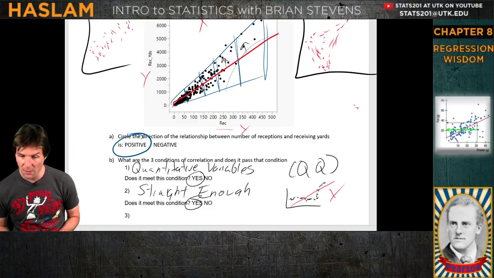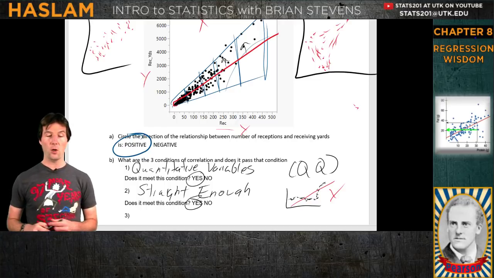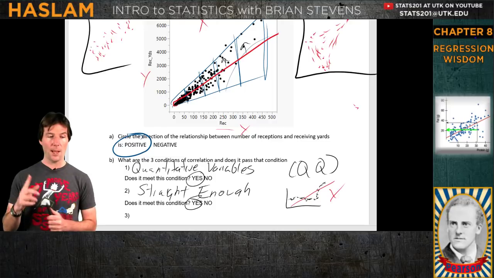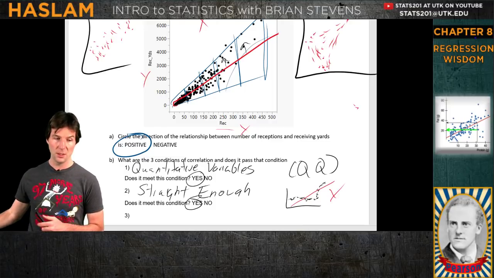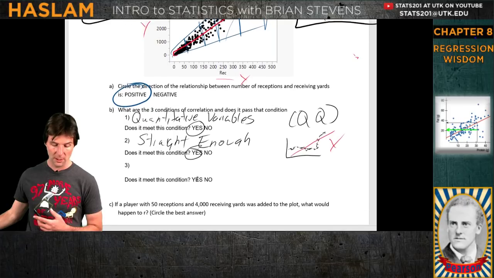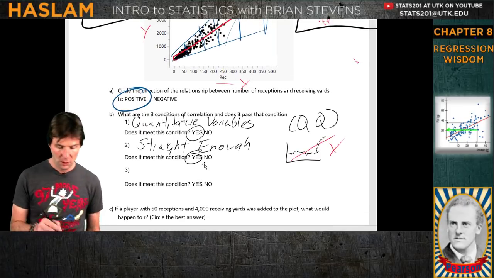So if we write straight enough, that would be correct. Not too casual, straight enough is what we call it. So we always say quantitative variables, straight enough, no outliers. And that would be good right there. Straight enough is good. That is the name of the relationship, and it also talks about the linearity. So now we have no outliers.